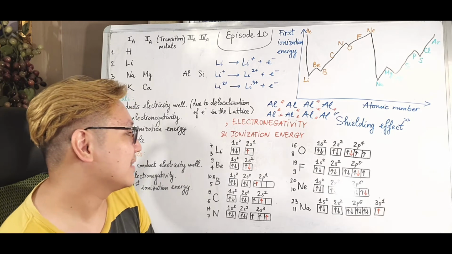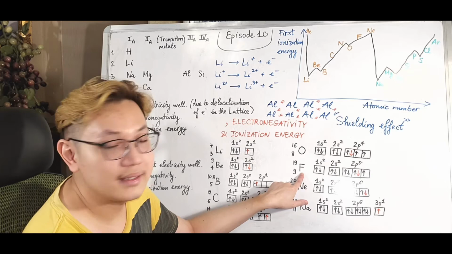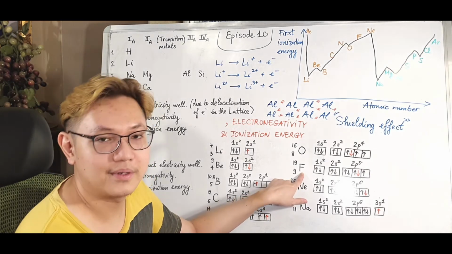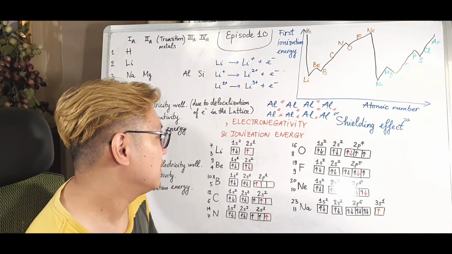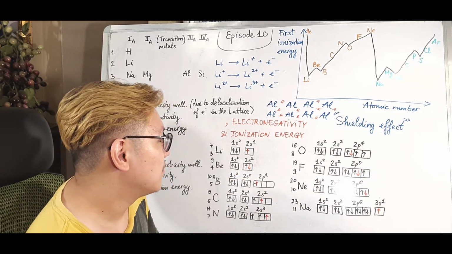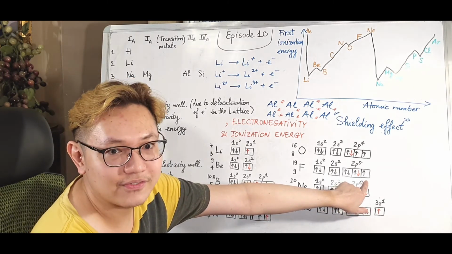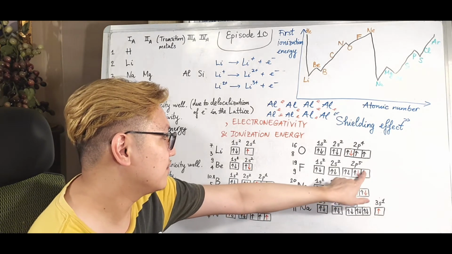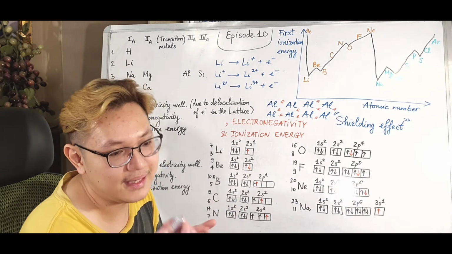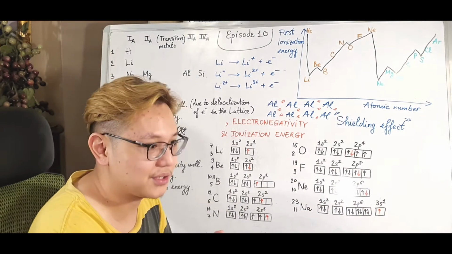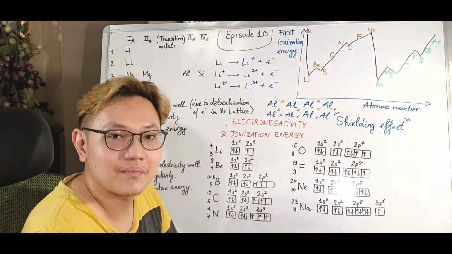Okay, look at the case of fluorine, for example. Its electronegativity is 4.0, which is the highest in the whole periodic table. Why? It only wants to receive electrons to fulfill this last place, right? It's so eager to receive electrons. So that's why it has a very high electronegativity.